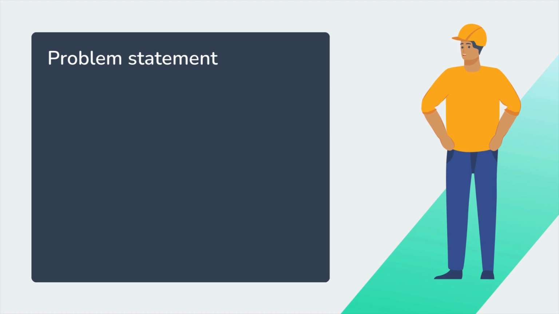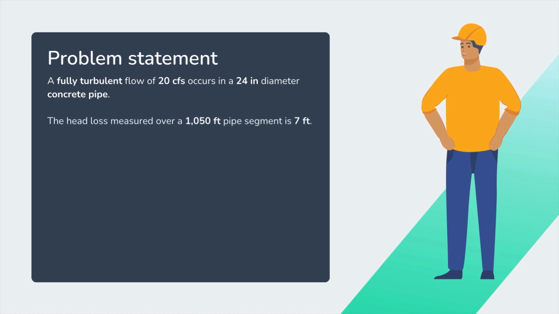The problem states a fully turbulent flow of 20 CFS occurs in a 24-inch diameter concrete pipe. The head loss measured over a 1,050-foot pipe segment is 7 feet. In this example, we'll be determining the friction factor of the given pipe segment.